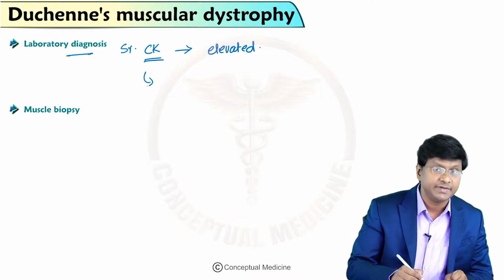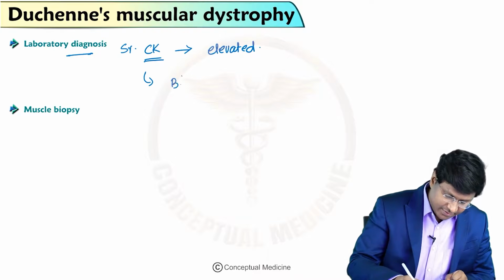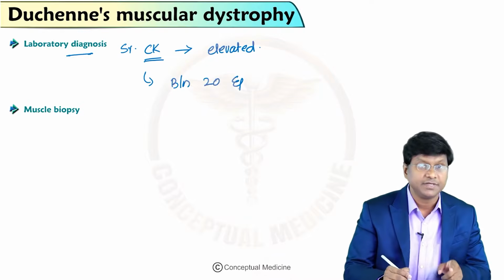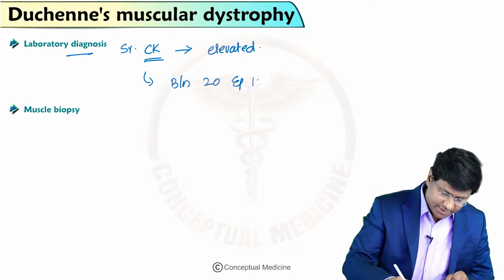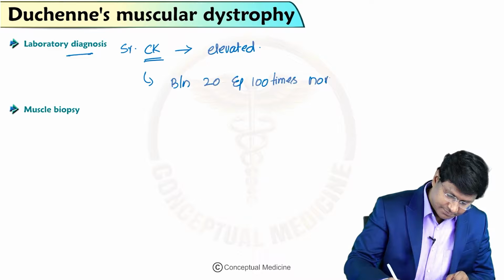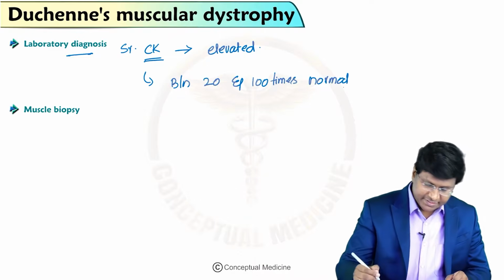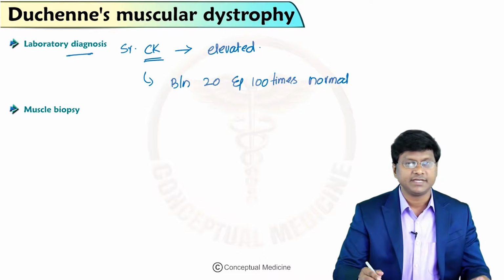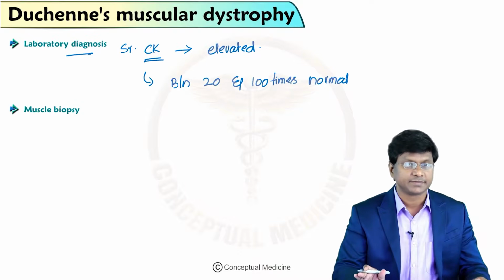And how much are they elevated? That is between 20 and 100 times normal. The serum creatinine kinase levels are elevated between 20 and 100 times normal.